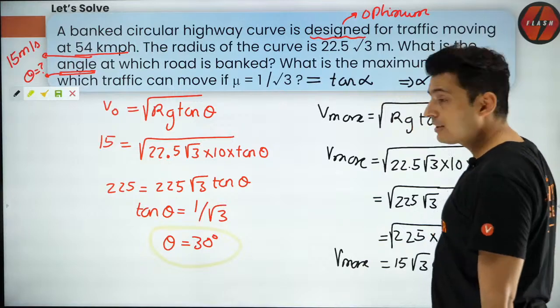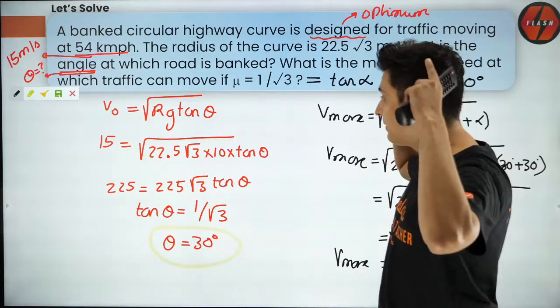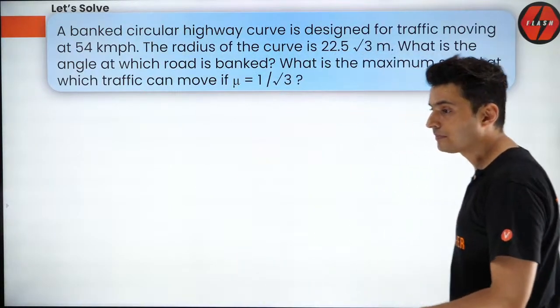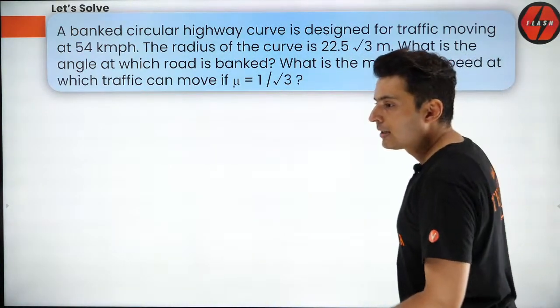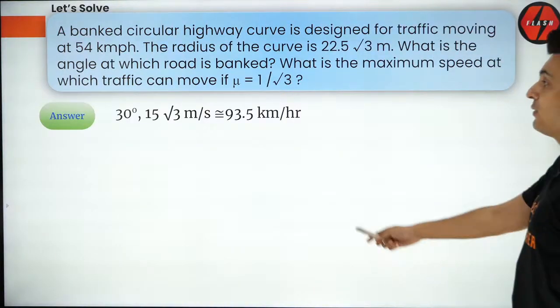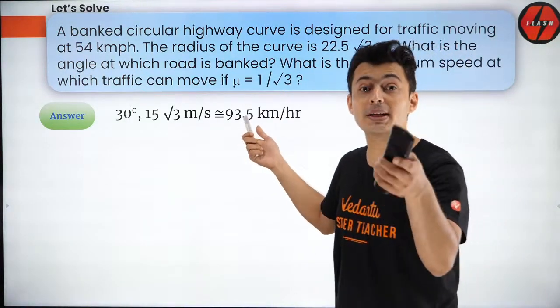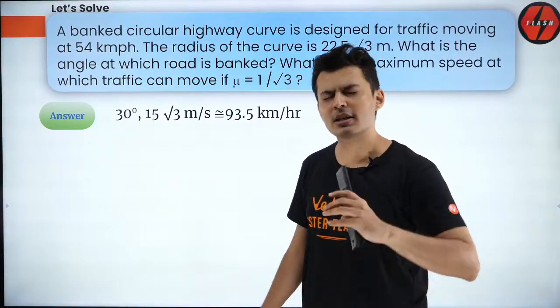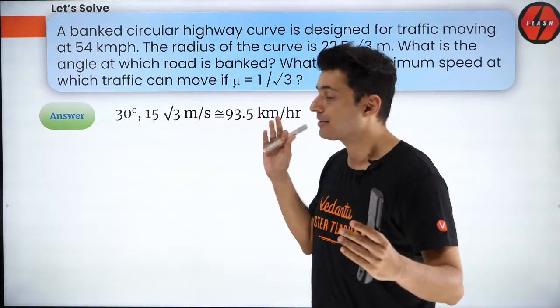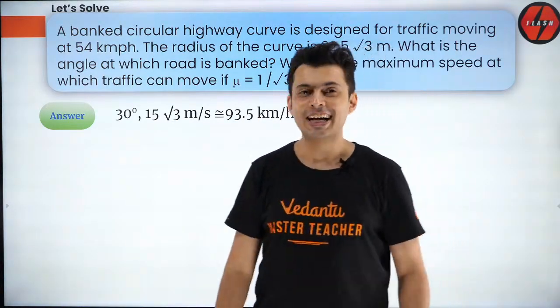So believe me, this formula is very useful. If you know this formula, you won't have to remember that big formula which is given in NCERT. It becomes very easy. Yes, the limiting friction is acting, correct. That's why it is not sliding. And if you calculate the speed, it comes out close to 93 kilometers per hour. That's much higher than 54. So 54 was optimum, 93 is maximum. That's how it works. Alright.